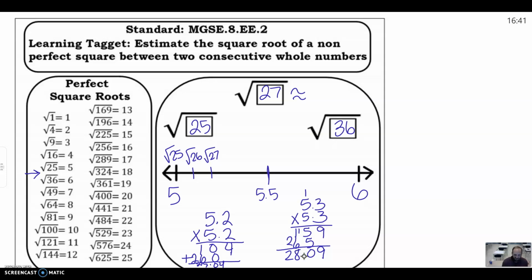So which one is closer? 28.09 or 27.04? So it looks like to me 5.2 is a better approximation of the square root of 27. So that's 2 examples, and we're going to continue to work more examples as we go throughout the week.